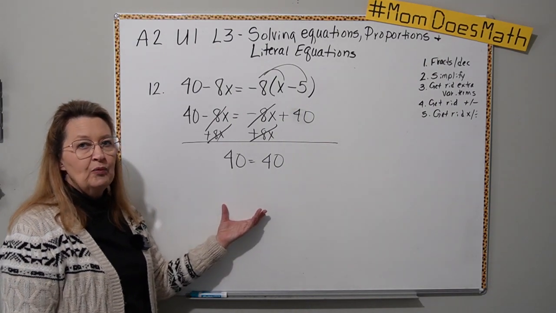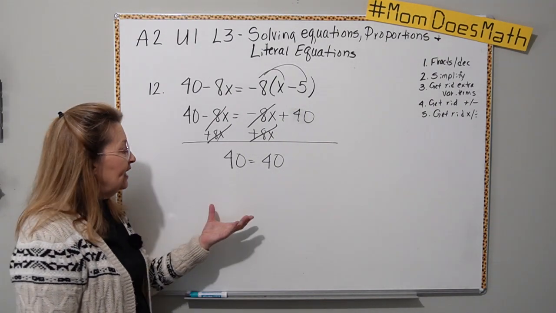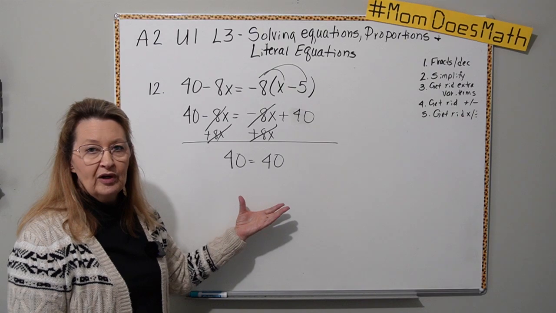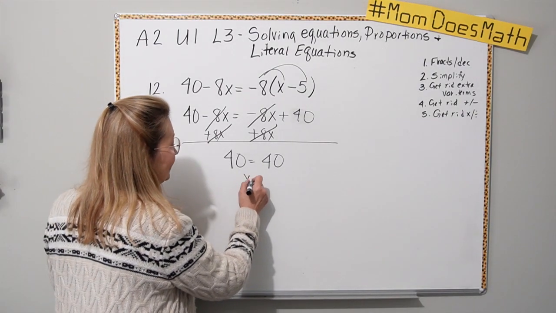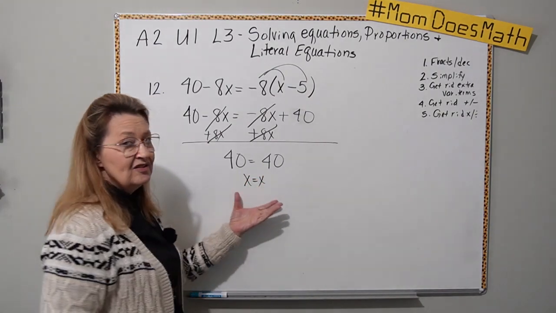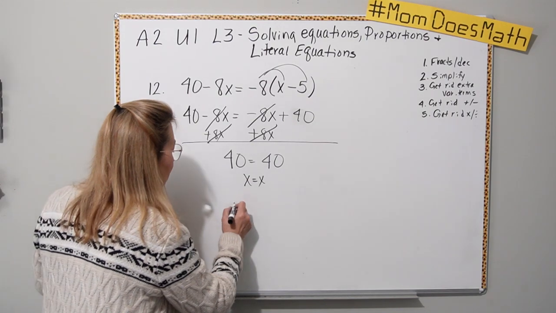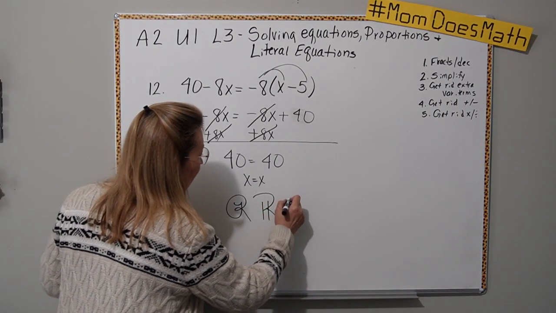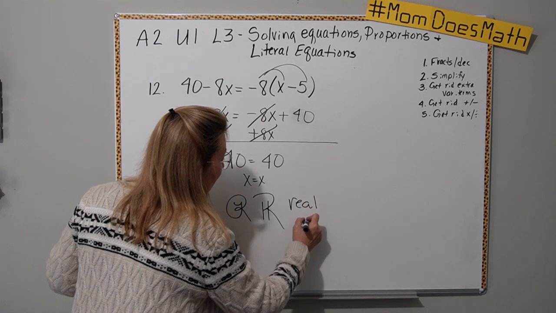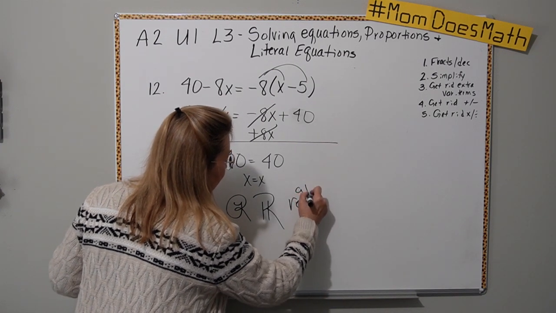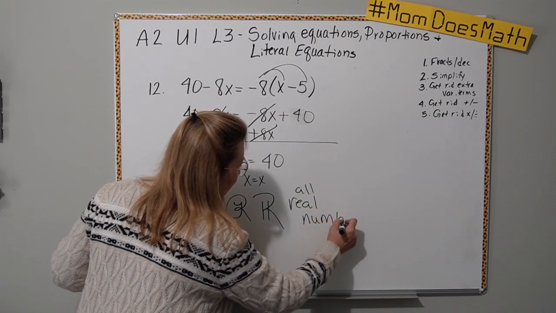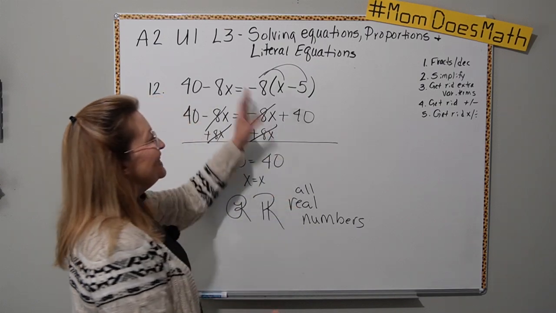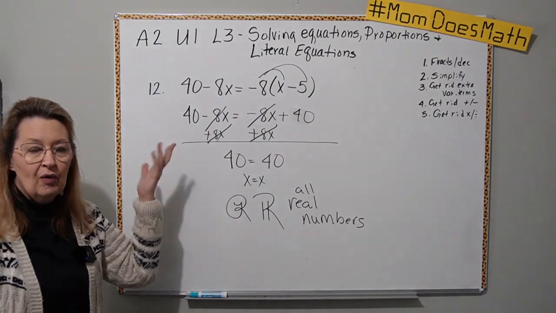So if you come up with a true statement, and it can be two numbers or a number equal to itself, it could just be x equals x. That's still a true statement. So what you have here, you can use the big pretty R, the fancy R, or you can just say all real numbers. All of these are the correct answer, and that means anything you put in here is going to work, any number.